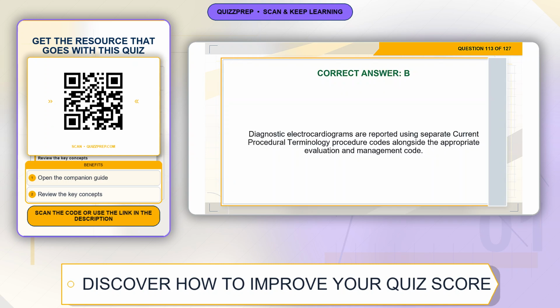Explanation. Diagnostic electrocardiograms are reported using separate current procedural terminology procedure codes alongside the appropriate evaluation and management code.